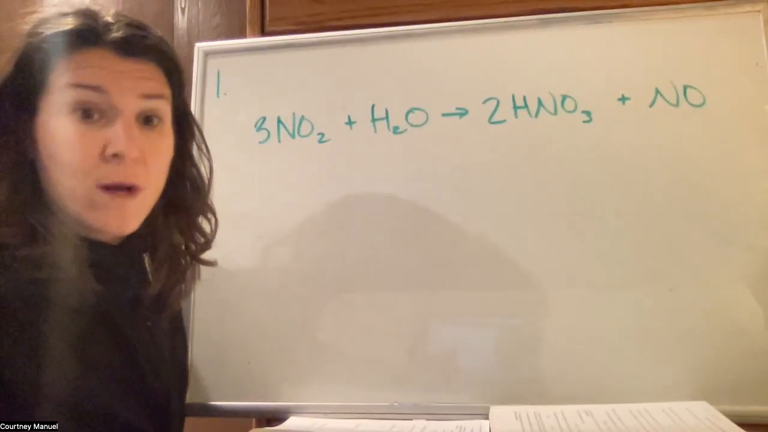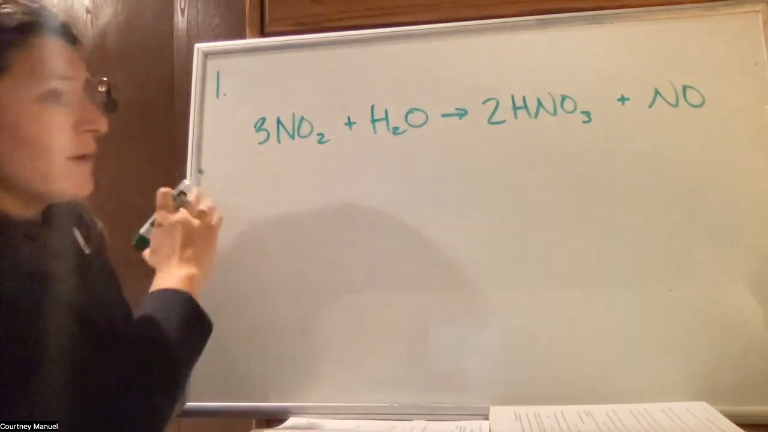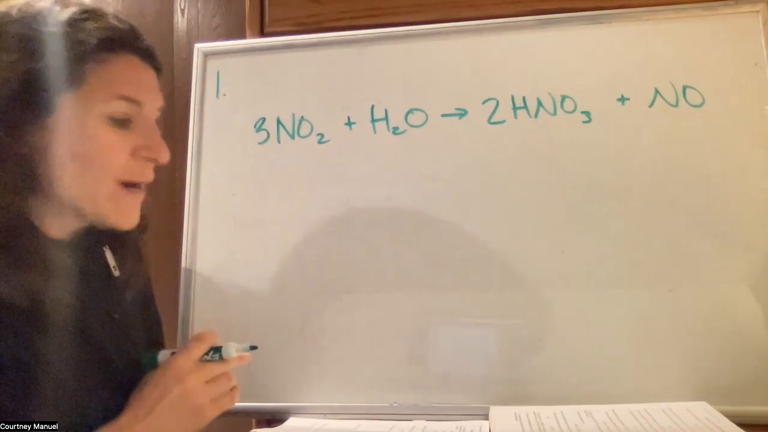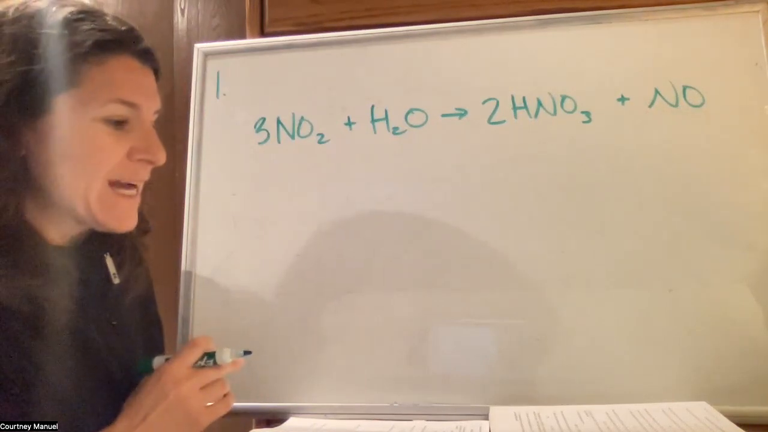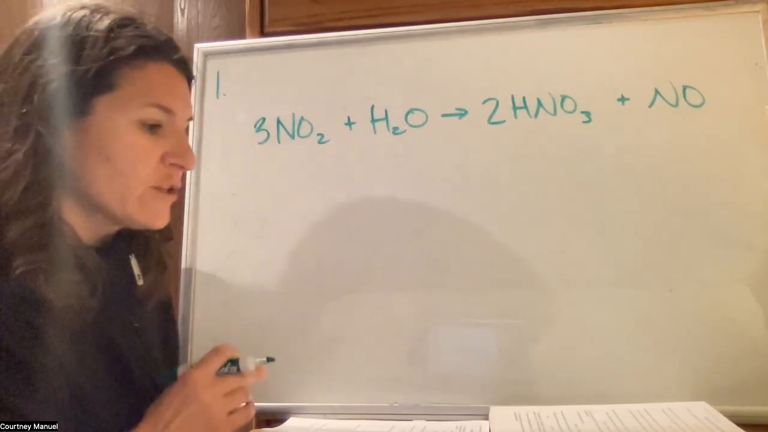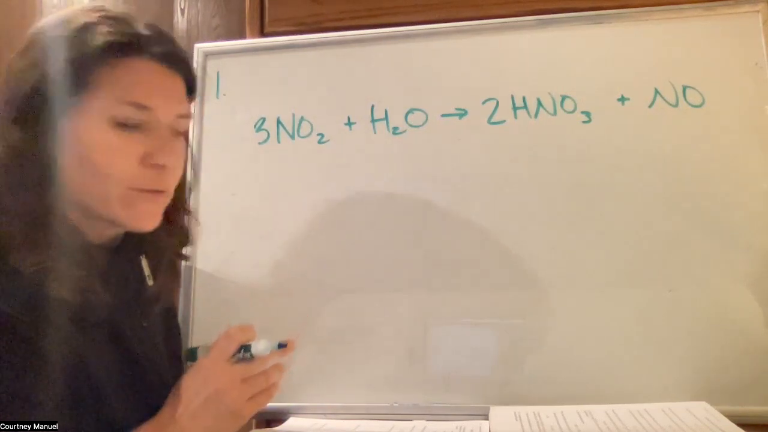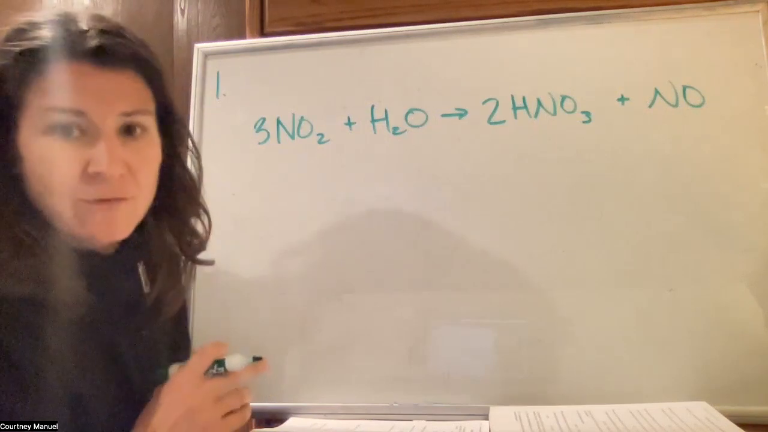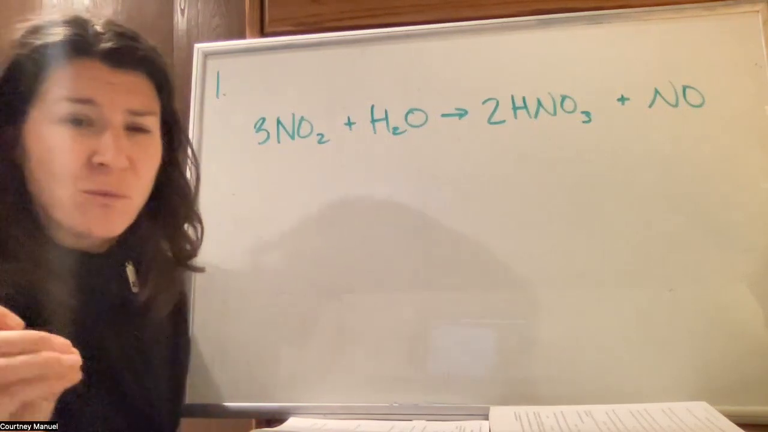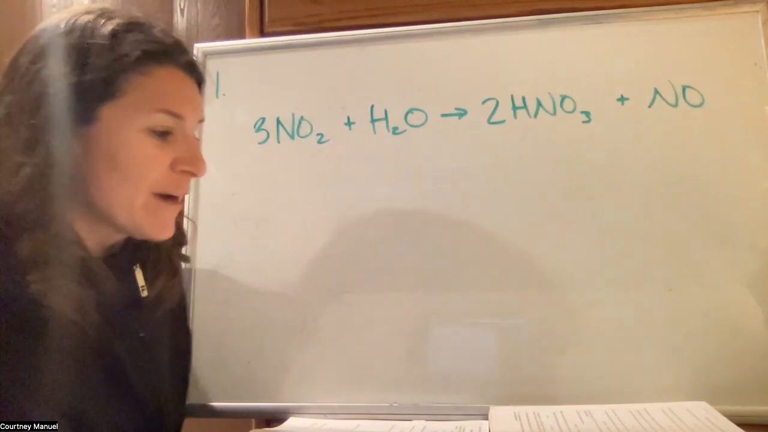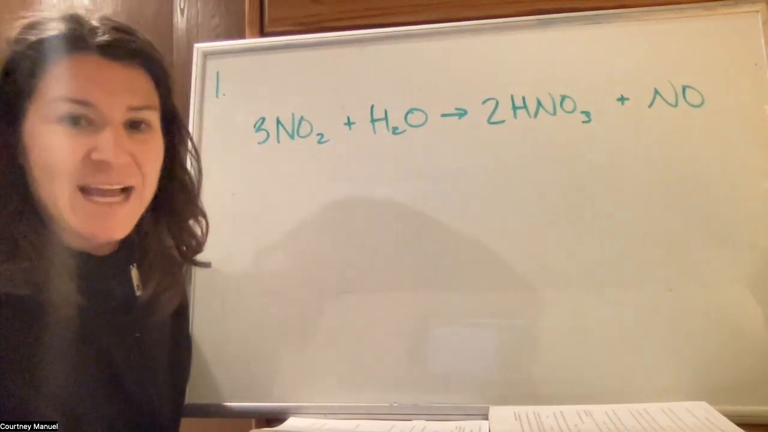Okay, number one, we've got an equation. They gave it to us, and the question says, how many grams of nitrogen dioxide are required to produce 5.89 kilograms of HNO3 in excess water? The first thing you have to do is figure out what they're even asking you. So the first thing is it says how many grams of nitrogen dioxide.